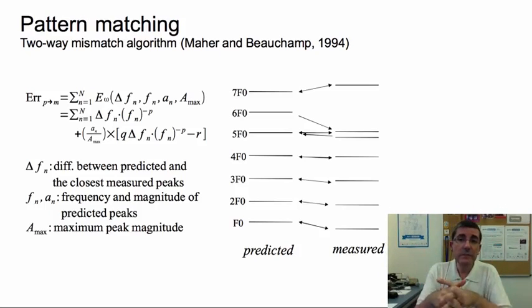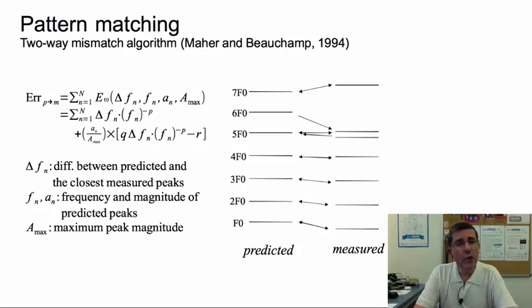The F0 detection problem in the frequency domain can be formulated as a pattern matching problem, in which we have to find the pattern of the harmonic series that best fits the spectrum. And the two-way mismatch algorithm proposed by Maher and Beauchamp does exactly that. The concept of this algorithm is that it finds the difference between the measured peaks and the ideal harmonic series, the predicted peaks, and vice versa.